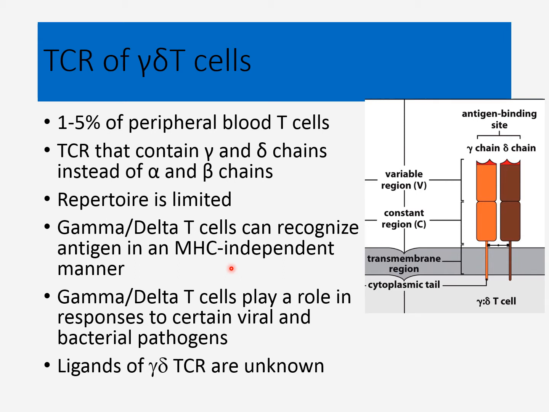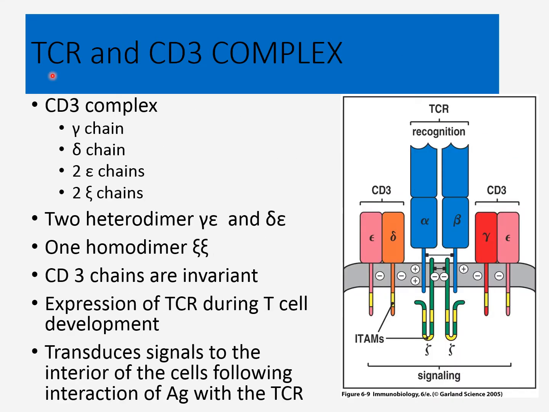So these gamma delta T cells play a role in response to different viral and bacterial pathogens. However, the specific ligands to the gamma delta T cell receptors are unknown. The cytoplasmic domain of the T cell receptors is very short, and they cannot transduce a signal to the nucleus. Therefore, they require the help of a complex called the CD3 complex for transduction of signal to the nucleus. So these TCRs are bound to the CD3 complex by non-covalent interactions.